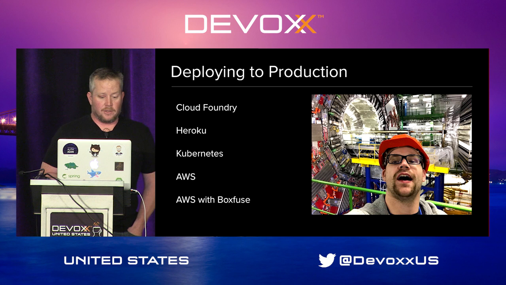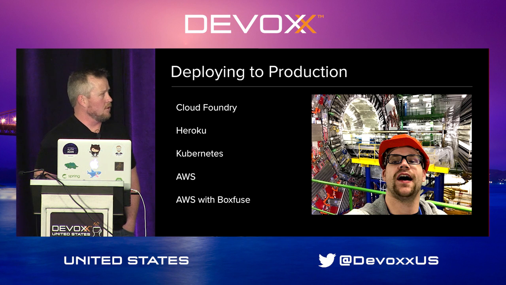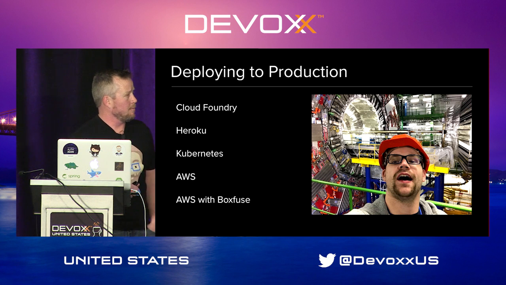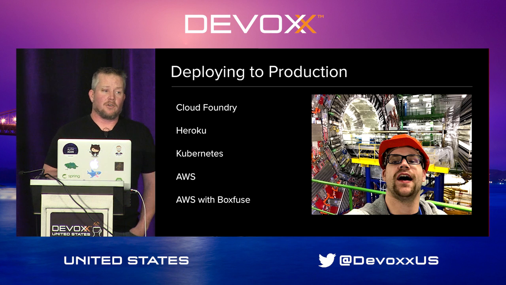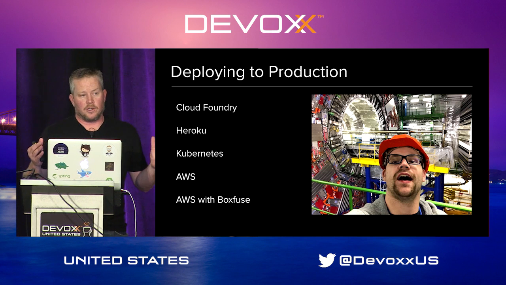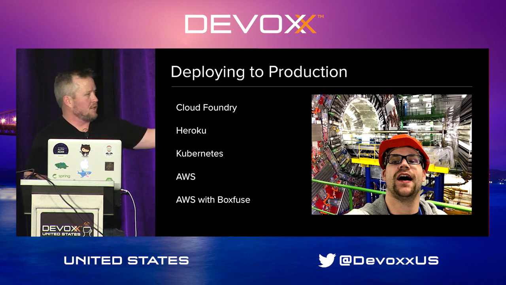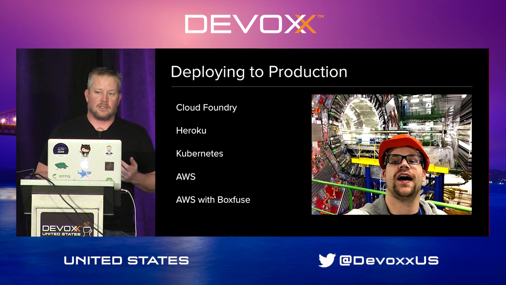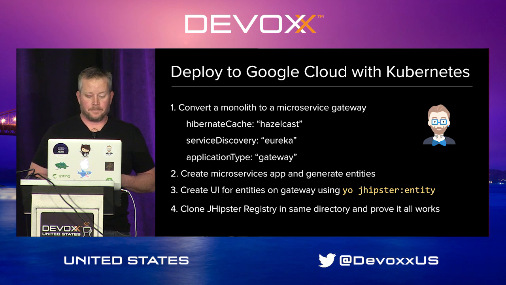And deploying to production, you can use Cloud Foundry, you can use Heroku, Kubernetes, AWS, and AWS with Boxfuse. There's basically generators for all of those. So you just type a command like yo jhipster:heroku, and it generates a Heroku configuration, uploads it to Heroku, and it all just works. And I put this picture of Josh Long up here because production is his favorite place to be.